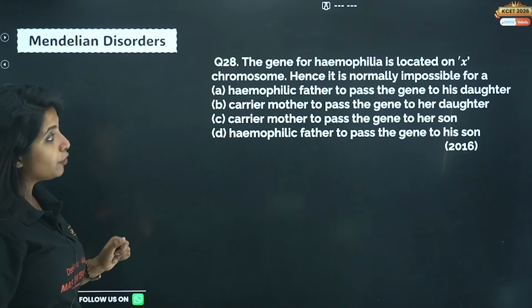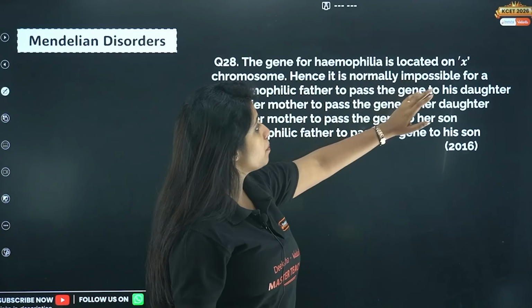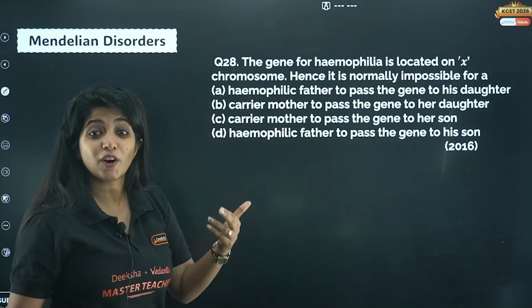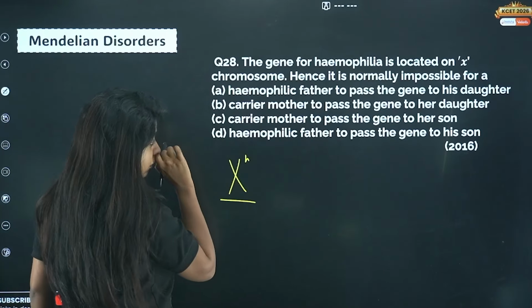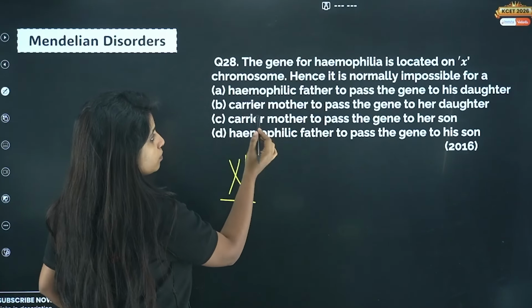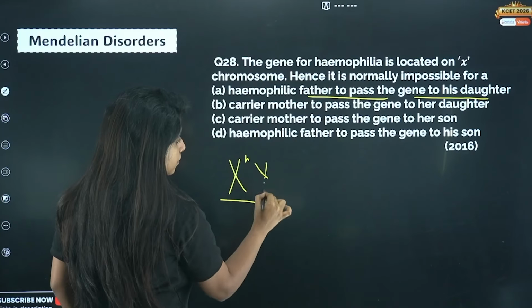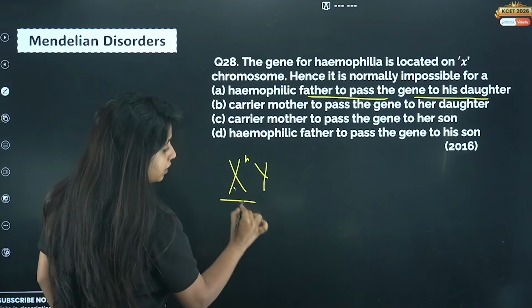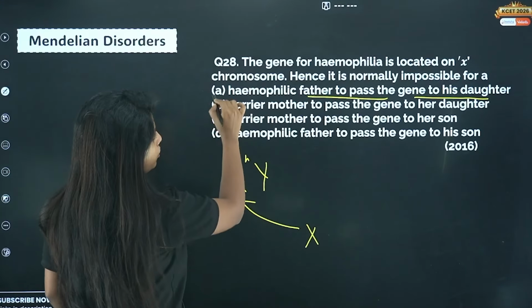Next, the gene for hemophilia is located on the X chromosome, which is why it is normally impossible for a hemophilic father to pass the gene to his daughter. So this is a hemophilic father. He can pass the gene to his daughter, because this is the only gene that he can pass to the daughter. So this is wrong.